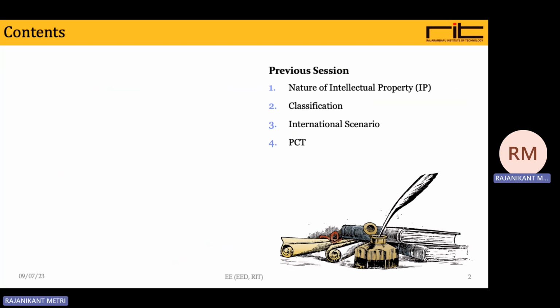We have also put a point on the international scenario, and at the end, we have seen how to file a patent in over 140 countries through a medium called PCT. And also we have seen the advantages and some limitations.